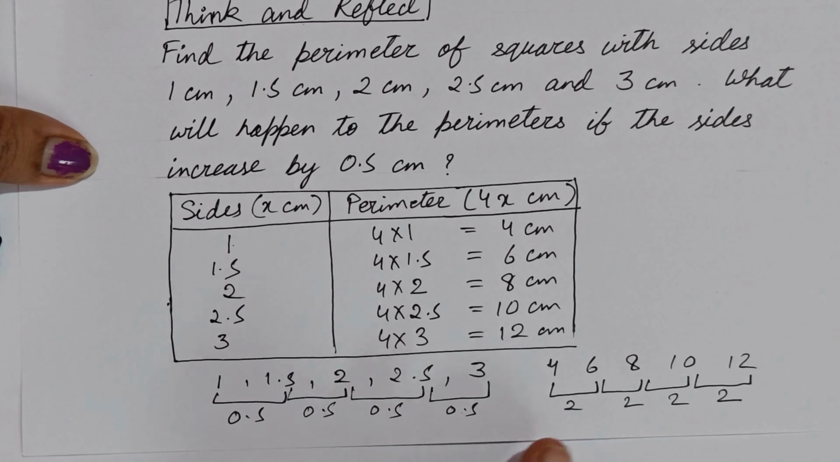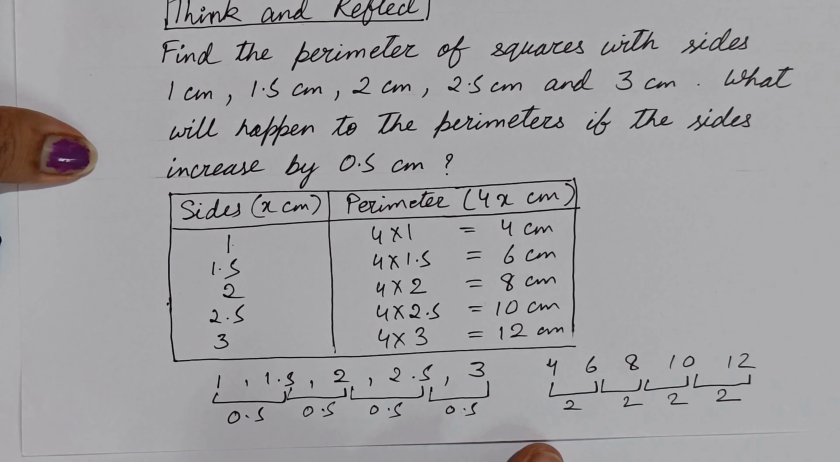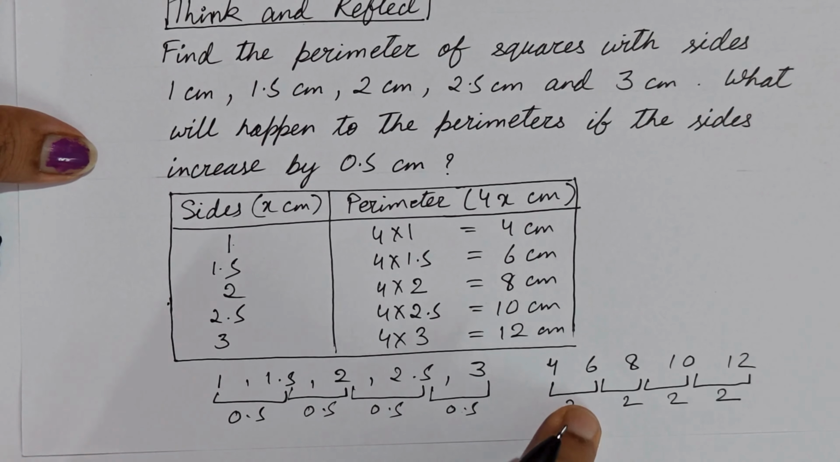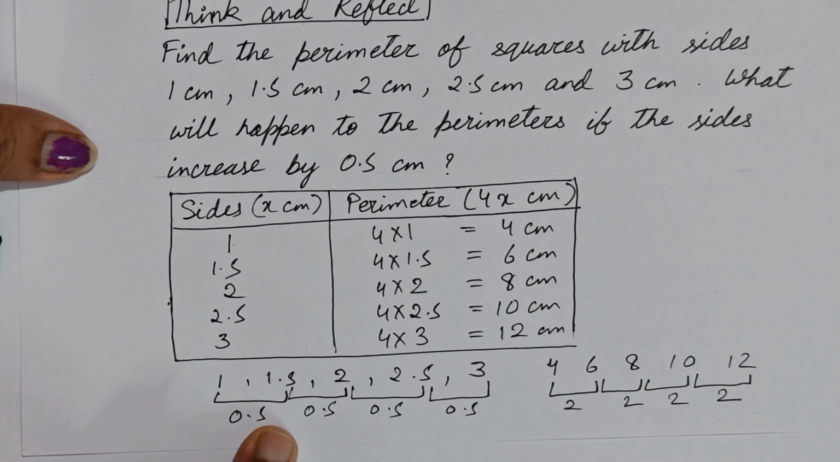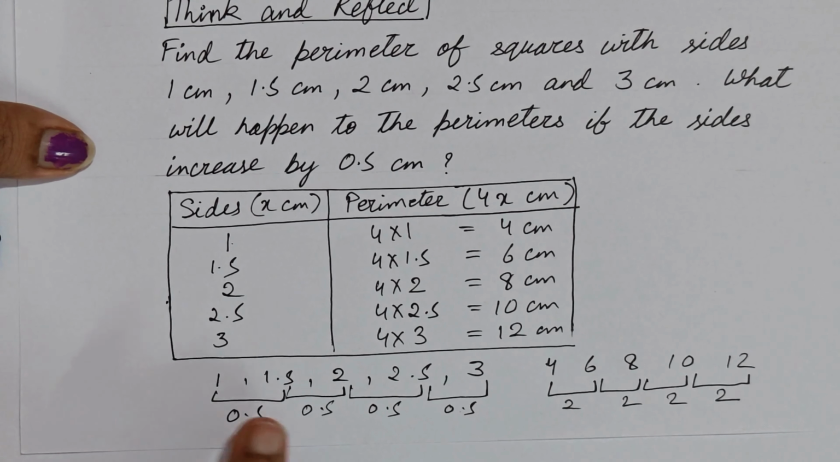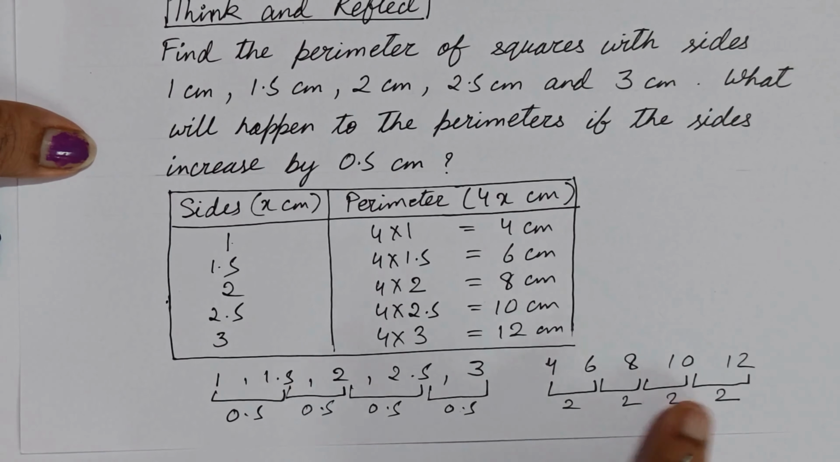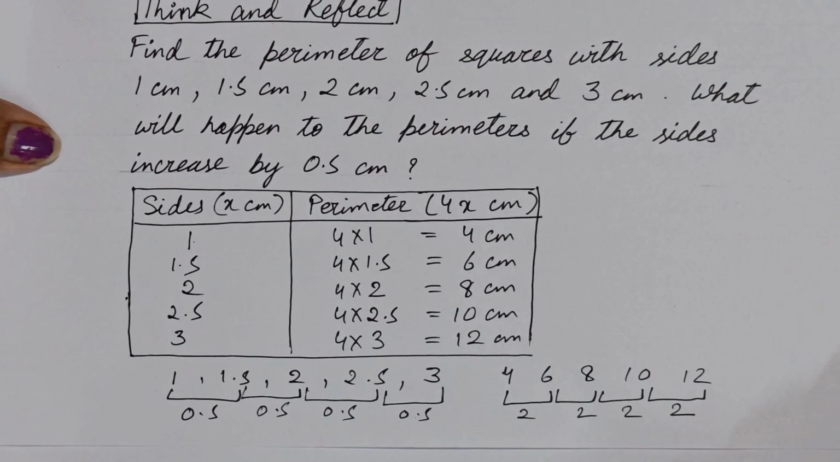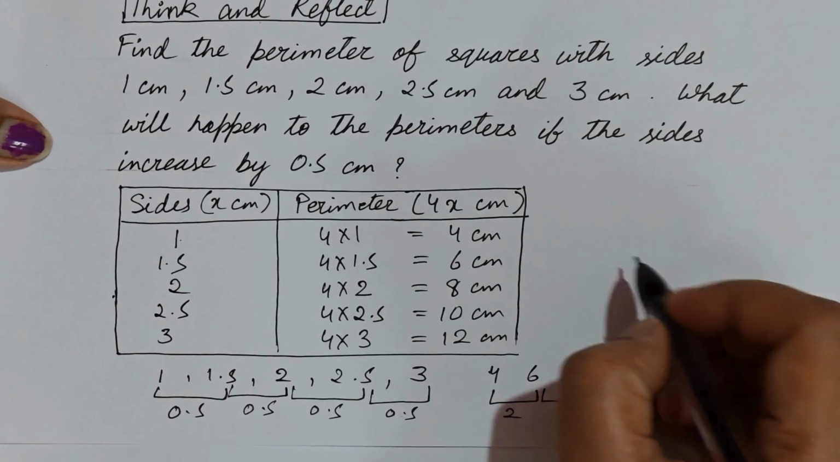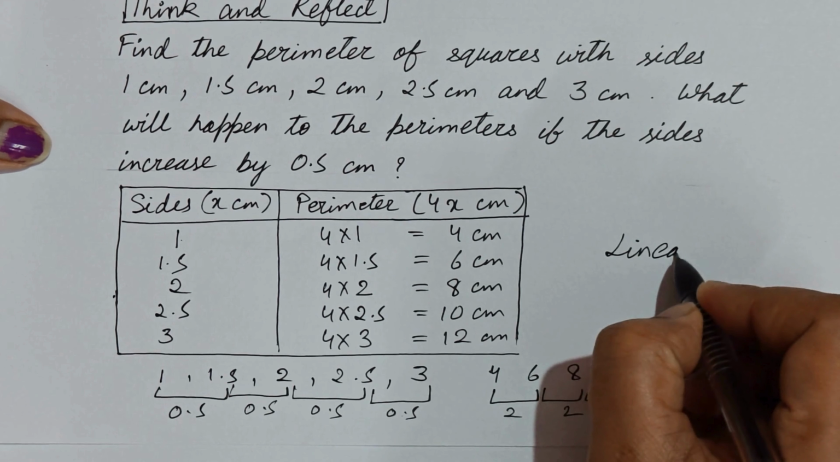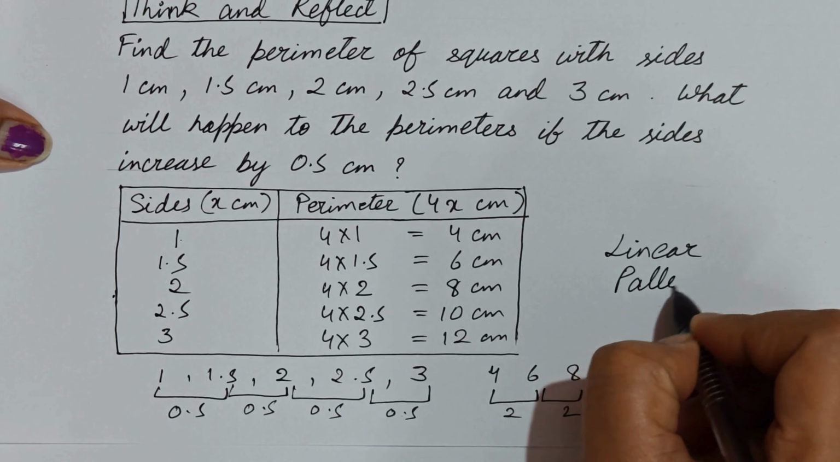Right? So we can say here that each time the perimeter of the square increases by 2 centimeter with the increase of 0.5 centimeter in the side of the square. And this type of pattern is called a linear pattern.